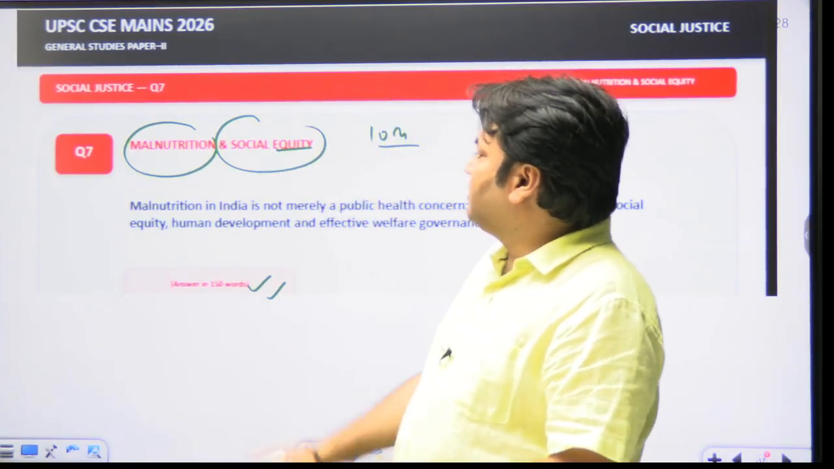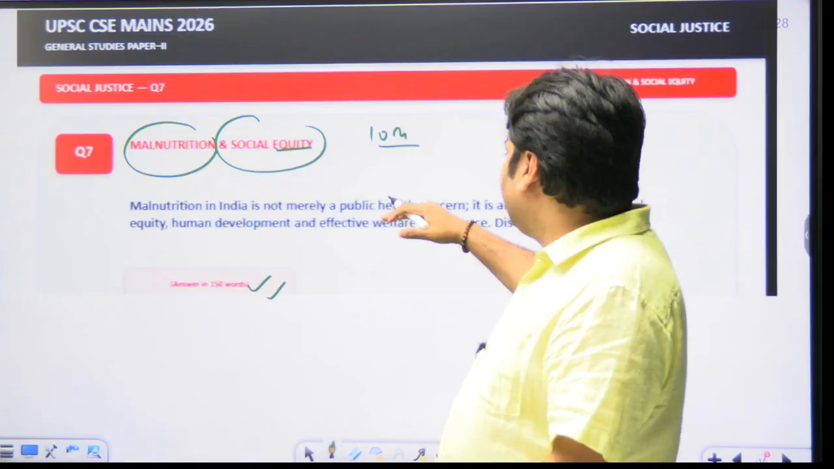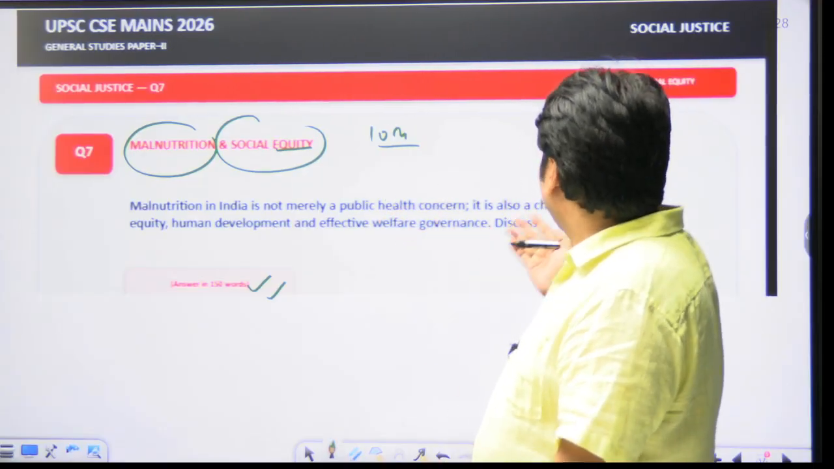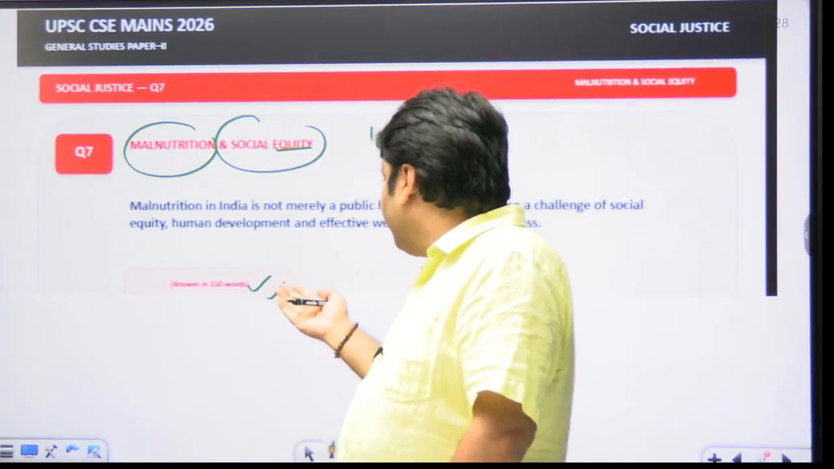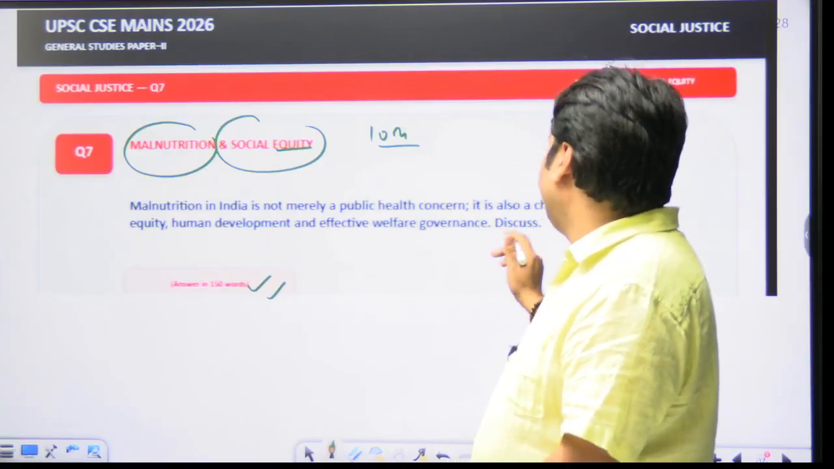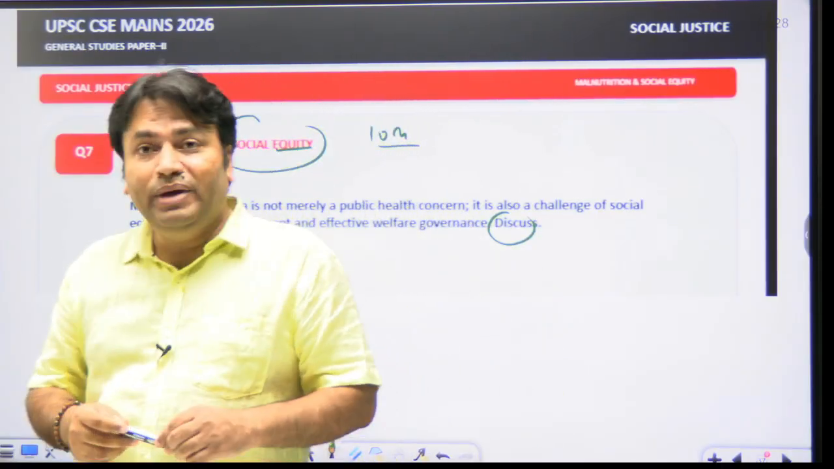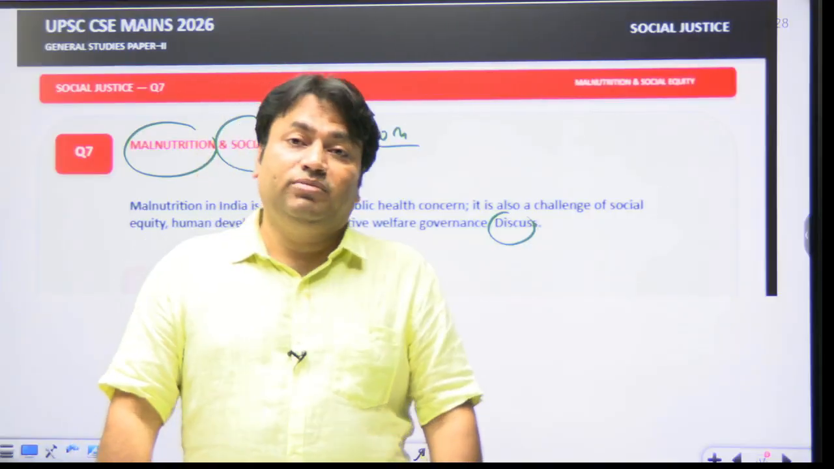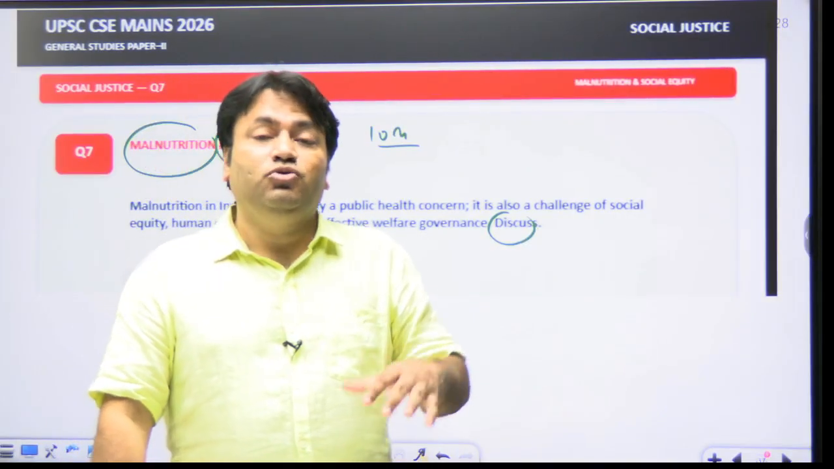And the question is, malnutrition in India is not merely a public health concern. It is also a challenge of social equity, challenge of human development, and challenge of effective welfare governance. Discuss. This is the question. Now, the main theme here is malnutrition, but at the same time, it is also talking about social equity.